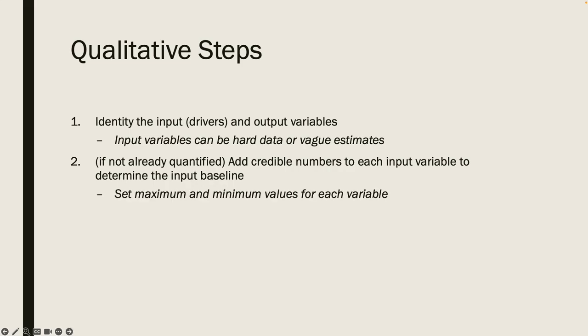You want to set maximum and minimum values for each variable, and how accurate these estimates need to be will vary, as it may make no difference or any change may have a major impact on the outcome. Sensitivity analysis will help the analyst determine how important each assumption or estimation is. Now that we have our variables, let's move on to the quantitative steps.